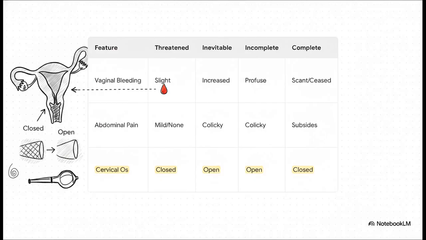This table is everything. Seriously, burn this into your brain. Look at that last row, the cervical os. In a threatened miscarriage, the cervix is closed. But in an inevitable or incomplete one, it is open. This is the single most important physical finding. If you examine a patient who's bleeding and find that her cervix is open, you know it's an inevitable process.